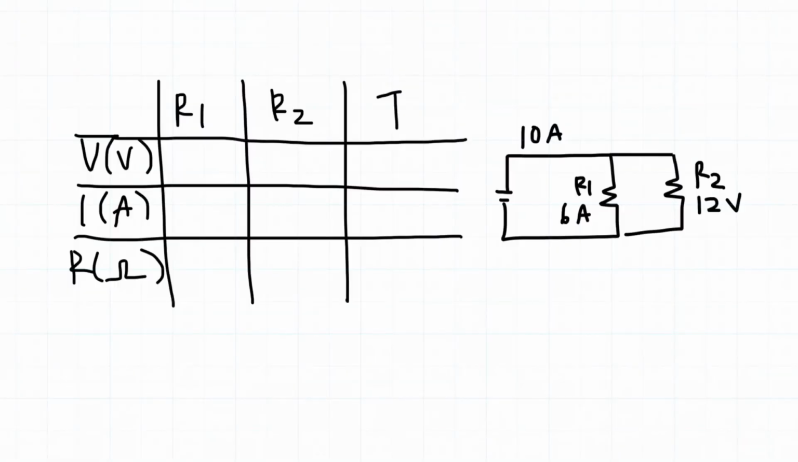Hi, I hope the problem went well. Let's go ahead and review. If you look at the diagram, we're given that there's 10 amps going through the whole circuit. We're also given that resistor 1 has a current of 6 amps.